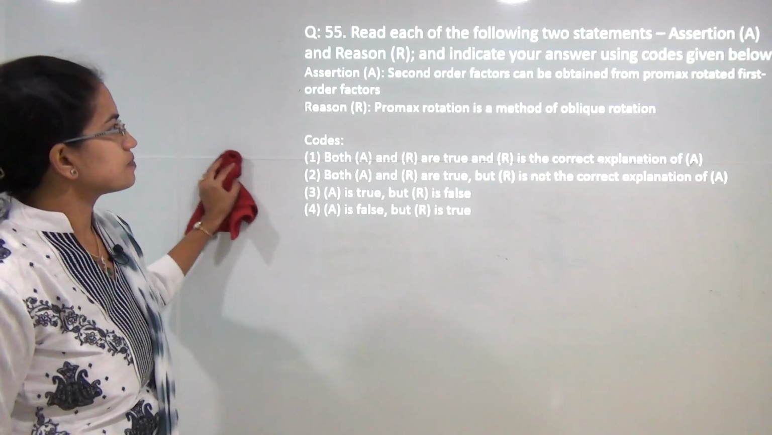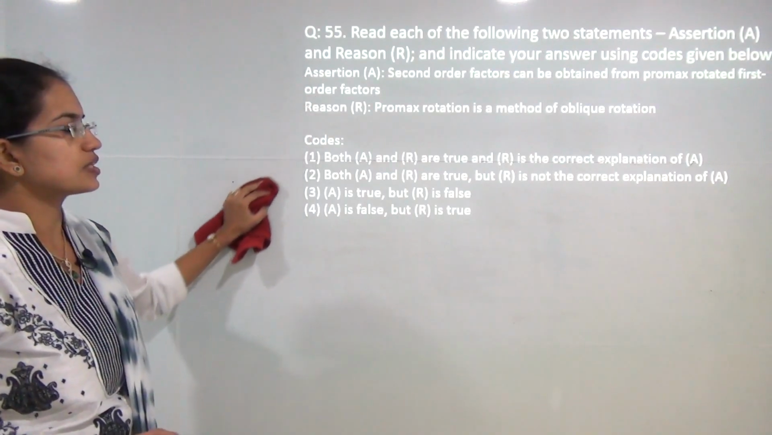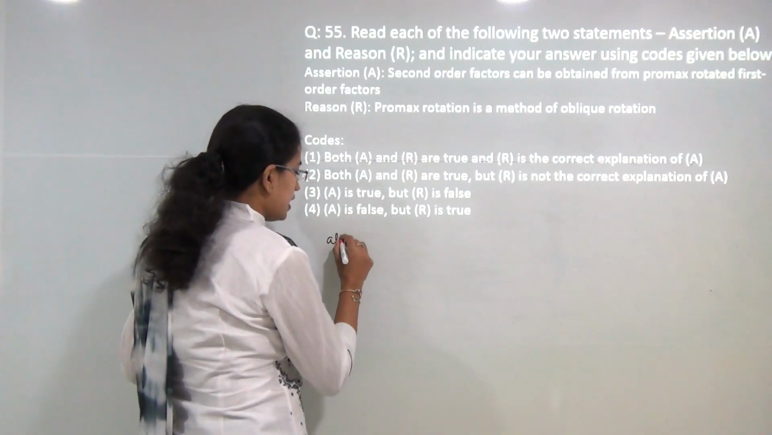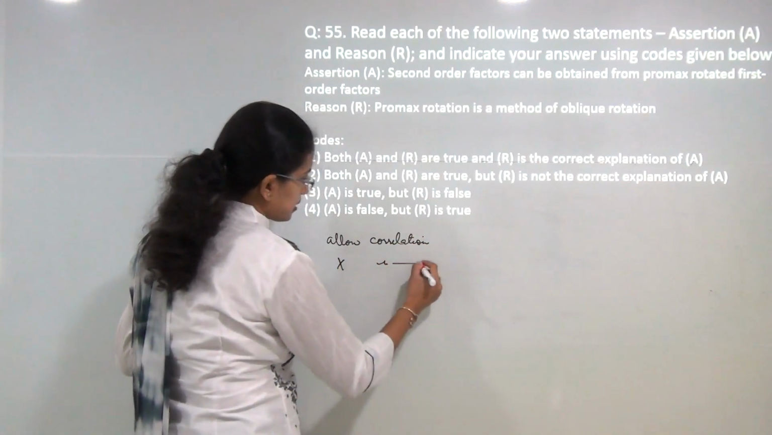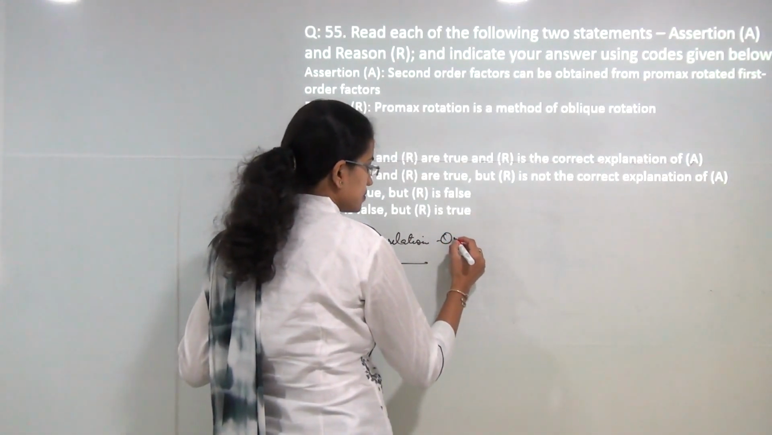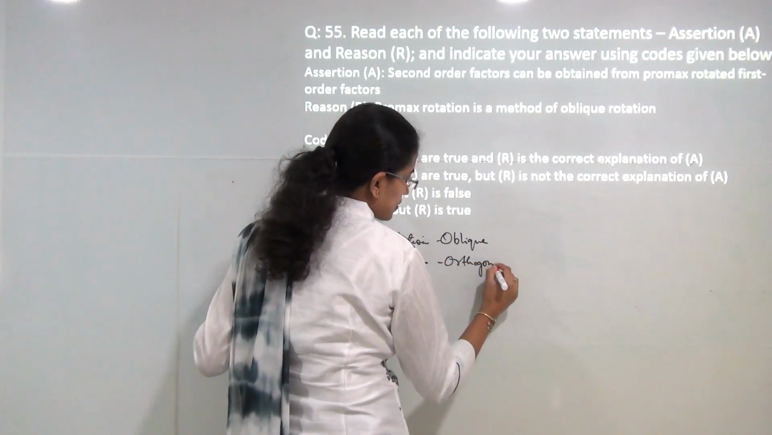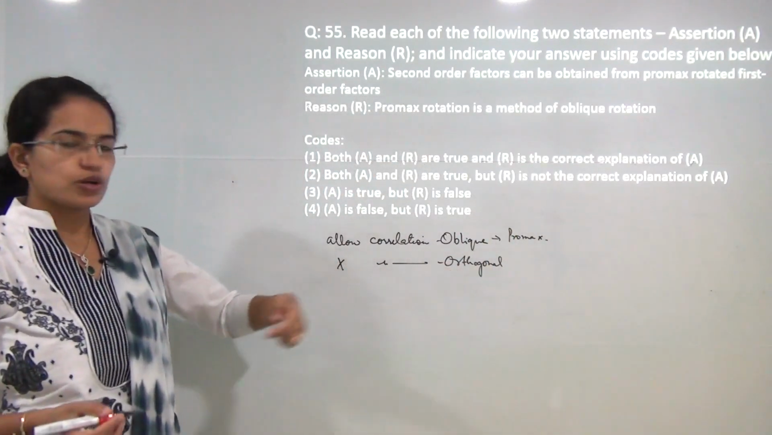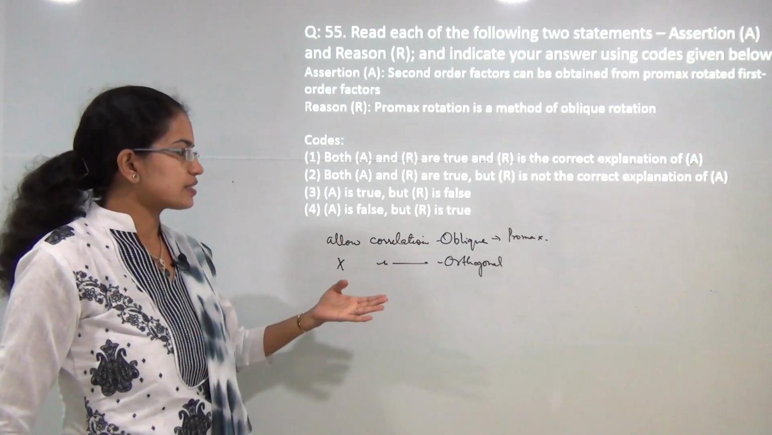Now the next question is: second order factors can be obtained from Promax rotated first order factors, and Promax rotation is a method of oblique rotation. Now there are two methods of rotation, one which allows correlation and another which does not. The one which allows correlation is known as the oblique method, and the other one is known as the orthogonal method. An example of the oblique method is Promax rotation. On the other hand, examples of orthogonal rotation are mainly Varimax rotation and Equimax rotation.